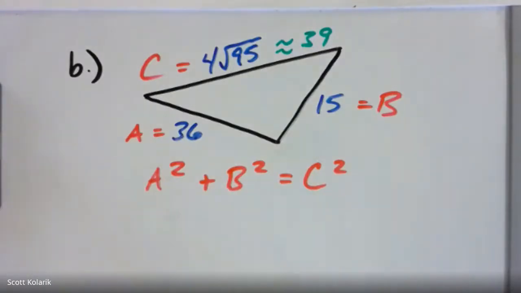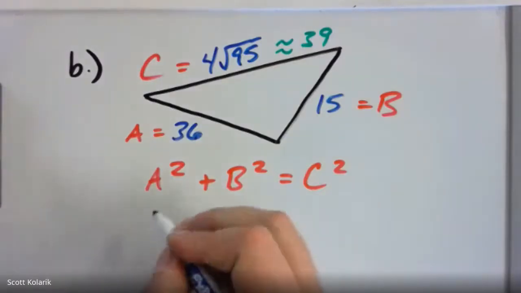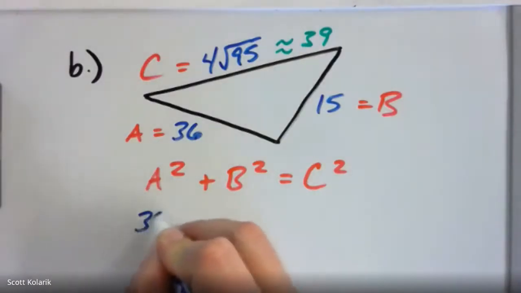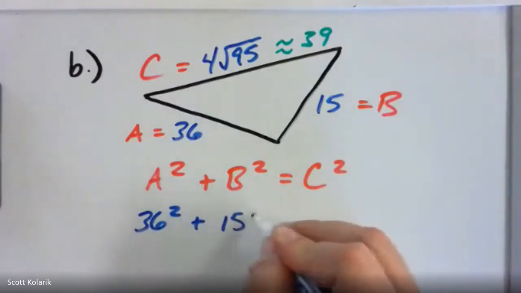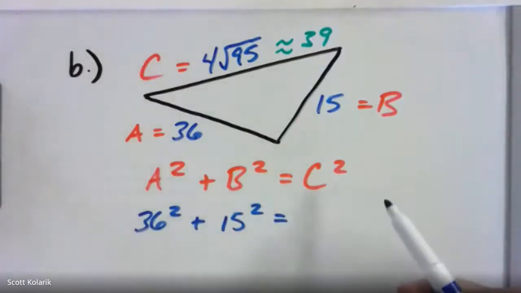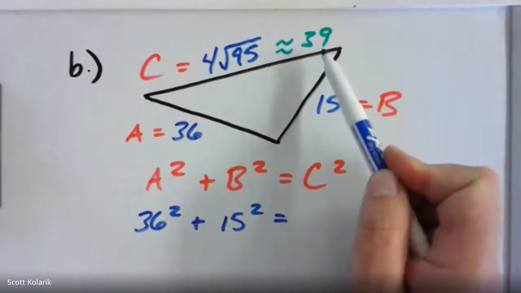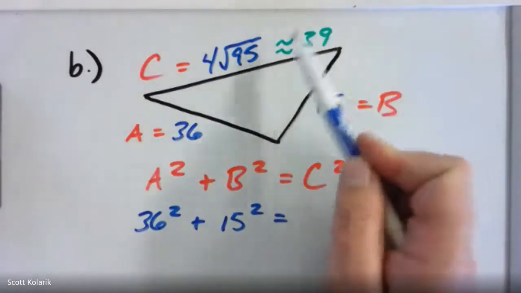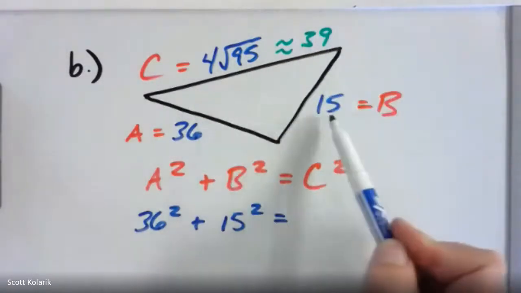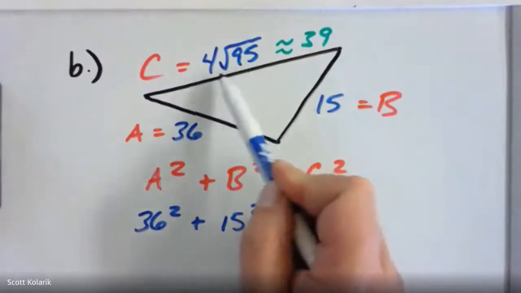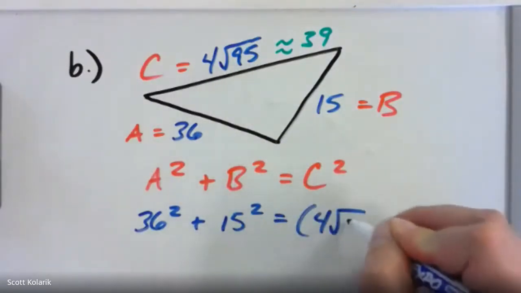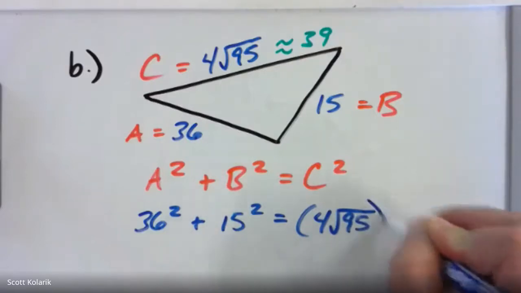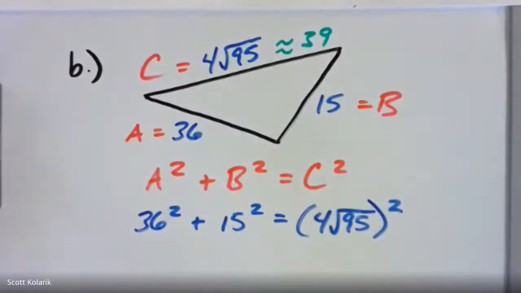So let's test that. Plugging in stuff here, I designated 36 as the A, so this is going to be 36 squared. Designated B as the 15, so that's going to be 15 squared. And then pay attention to this. I'm not going to use the approximated version. This was simply to let me know which was the longest side. But now I'm going to go back to the exact solution that I expressed it as, which is this 4 times the root of 95. And I'm going to square that.